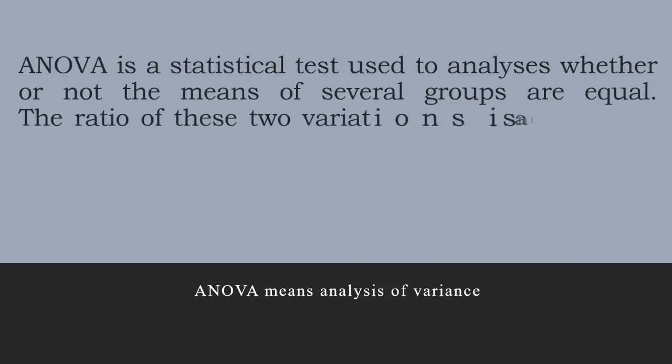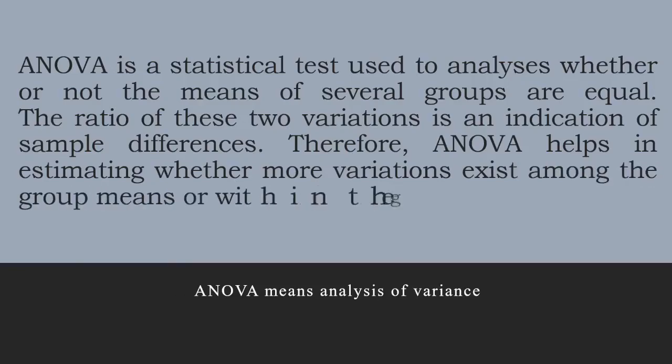So what do we learn about Anova till now? Anova means analysis of variance. That is a statistical test used to analyze whether or not the means of several groups are equal. The ratio of these two variations is an indication of sample difference. Therefore, Anova helps in estimating whether more variations exist among the group means or within the groups. As I said, they help you to figure out if you need to reject the null hypothesis or accept the alternate hypothesis. Analysis of variance is a synthesis of several ideas. It is used for multiple purposes. As a consequence, it is difficult to define Anova concisely or precisely.